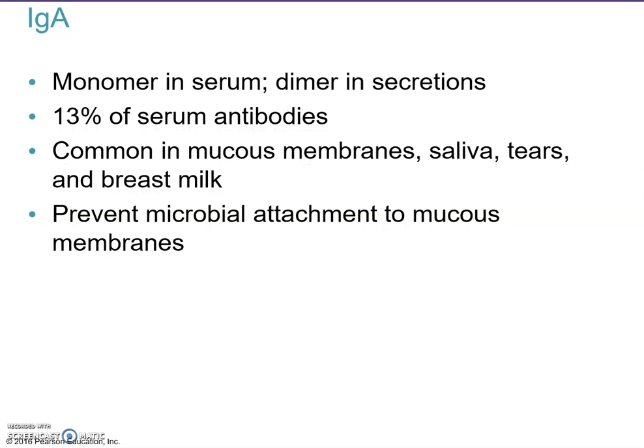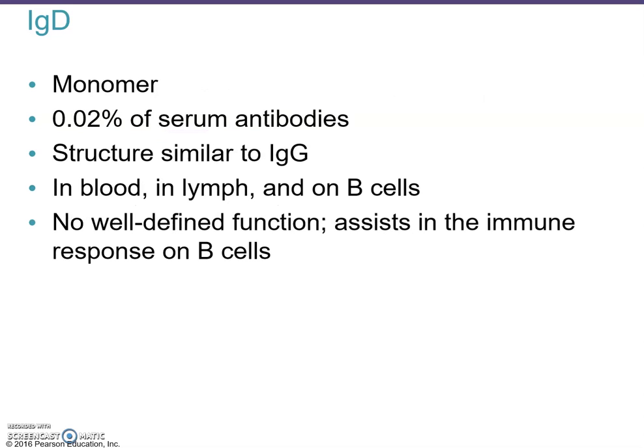IgAs, they're monomers in serum and dimers in secretions such as saliva, tears, breast milk. They're about 13% of your serum antibodies, and they prevent microbial attachment to mucous membranes. It's sort of this resident population of IgAs, let's say, in your tear fluid that prevents your eyes from being infected. The other 2 types of immunoglobulins are rare.